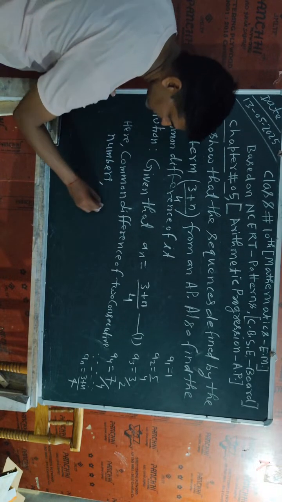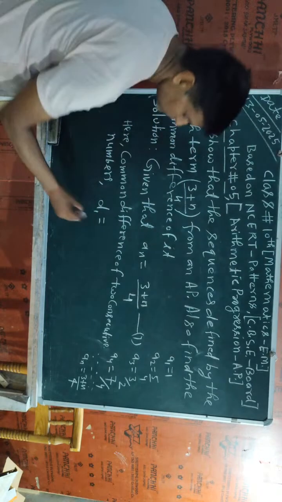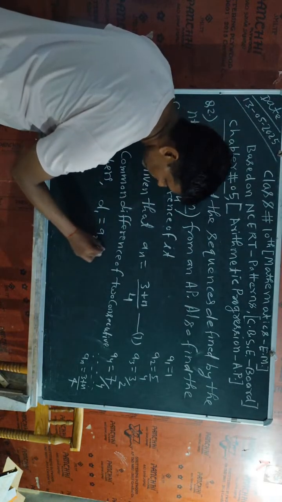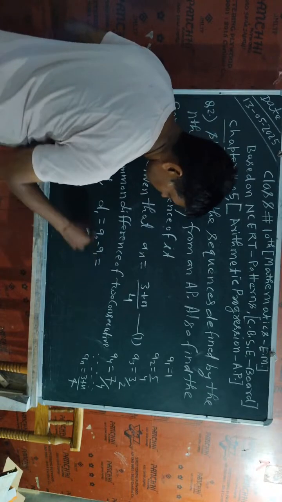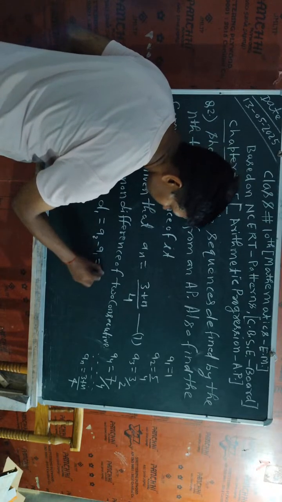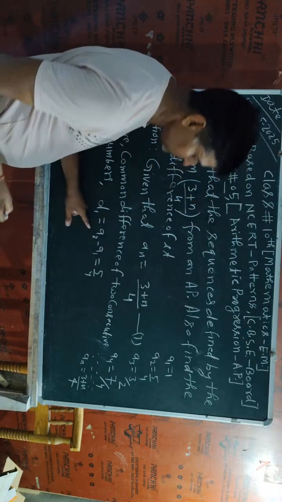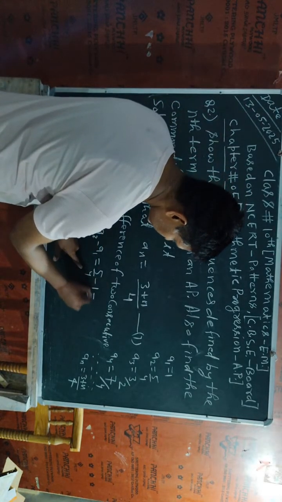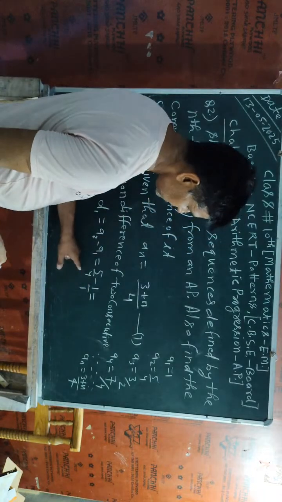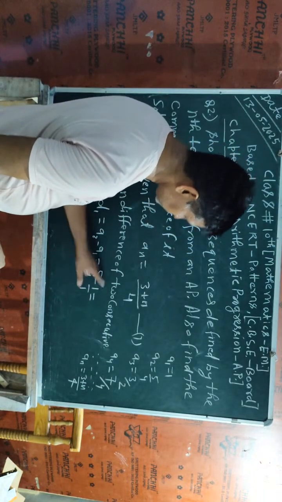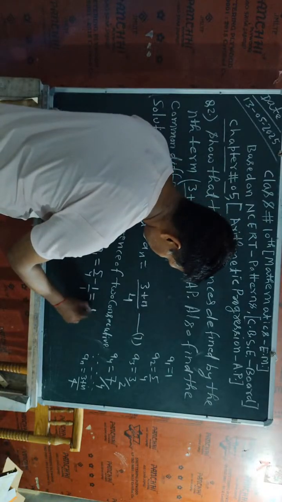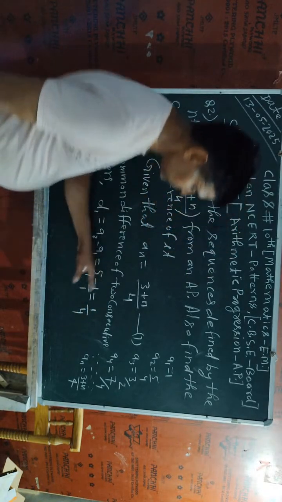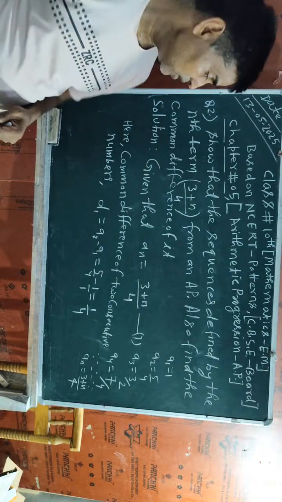Here I am going to say D1. That will be A2 minus A1. So I will calculate its value. The value of A2 is 5 divided by 4, and the value of A1 is 1. After simplification I will get its value: 5 over 4 minus 1 is 1 divided by 4. Its value after simplification will be 1 by 4.